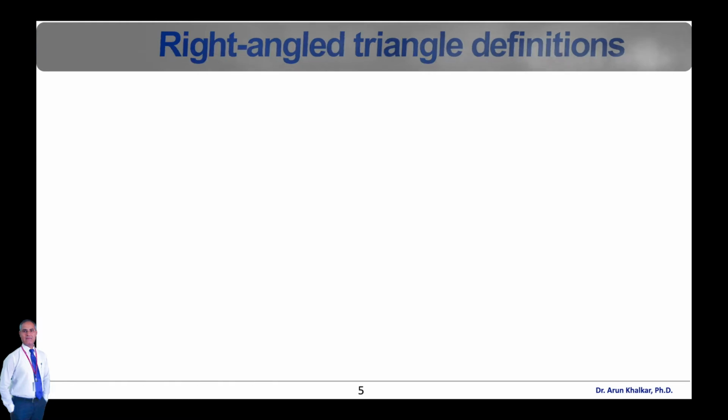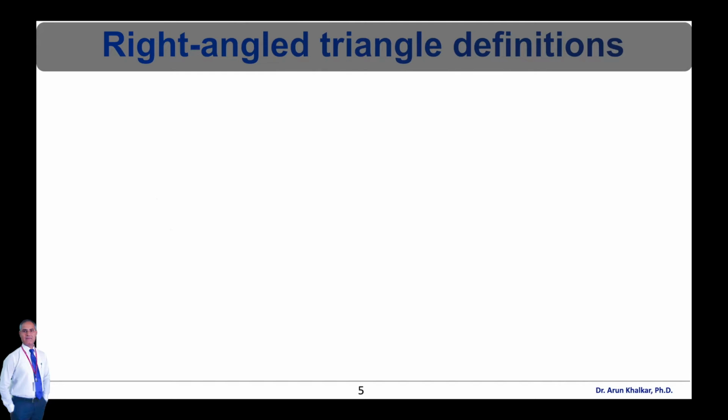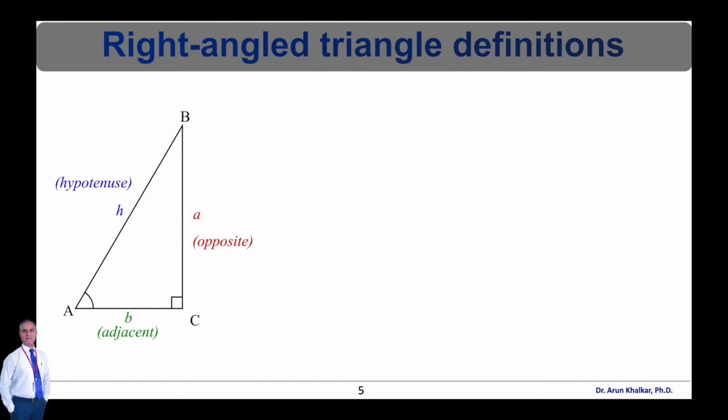In a right angle triangle ACB as shown in this diagram, an acute angle A is equal to theta. The hypotenuse H is the side that connects the two acute angles. The side B adjacent to theta is the side of the triangle that connects theta to the right angle. The third side A is said to be opposite to theta.